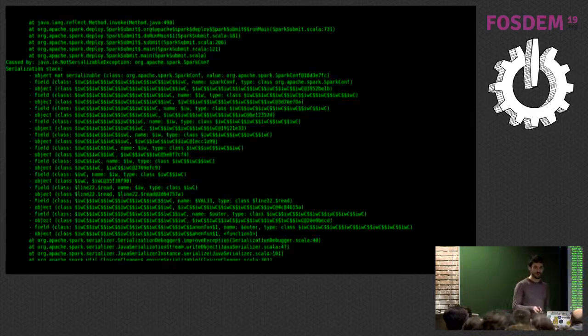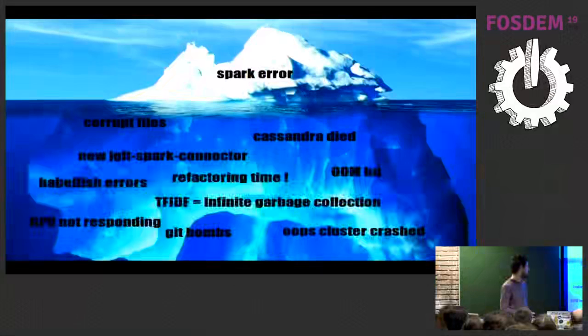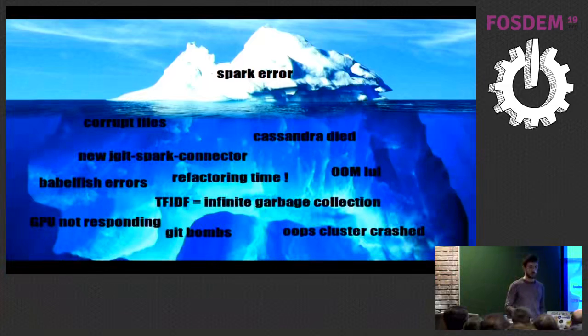For those of you that know Spark, you know what I'm talking about. And unfortunately, with these kinds of logs, usually they hide a certain amount of problems. So without going too much into detail, I had to face a certain amount of challenges. For example, corrupt files, parsing errors from Babelfish, GPUs not responding for no reason at all.